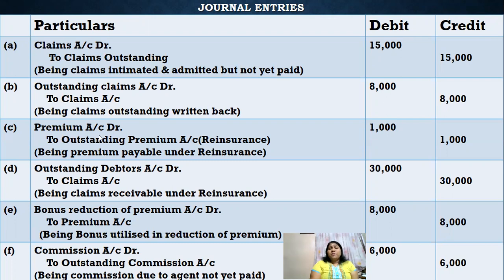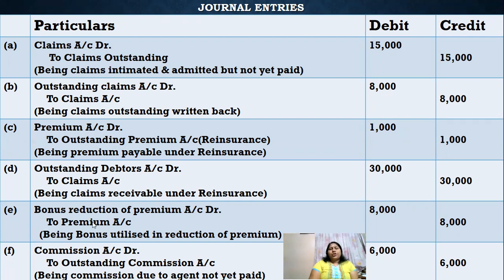And in case of reinsurance premium, premium account debit to outstanding premium account, because this reinsurance premium is not an income for our company. It's an expense for our company. That's why we are debiting the premium account. But this reinsurance claim is an actual income for the company. It does not belong to us. The other insurance company is going to pay the claim. So it looks like an income for our company.